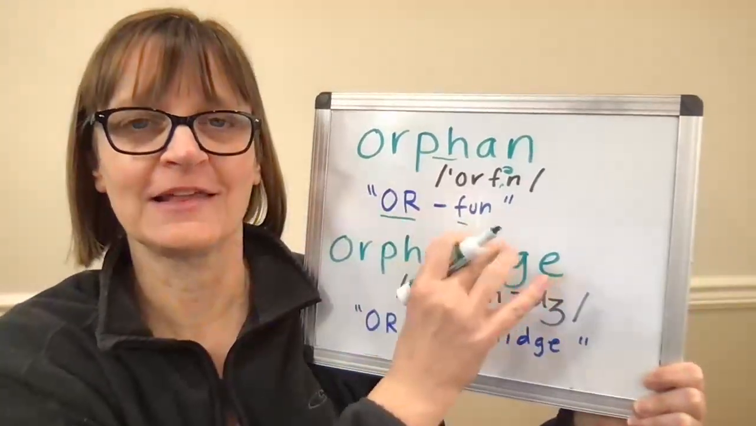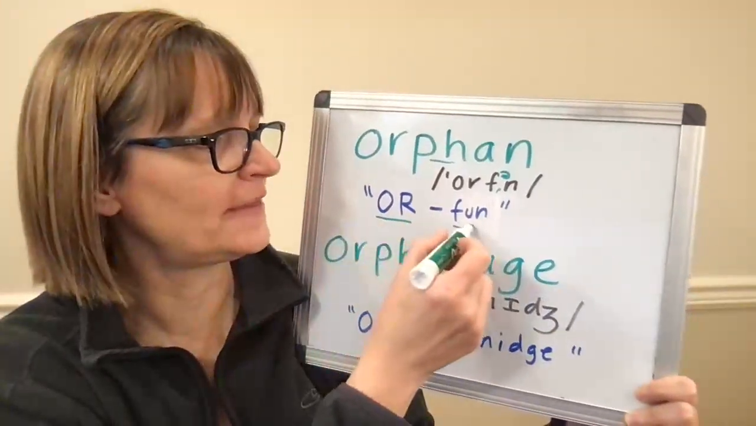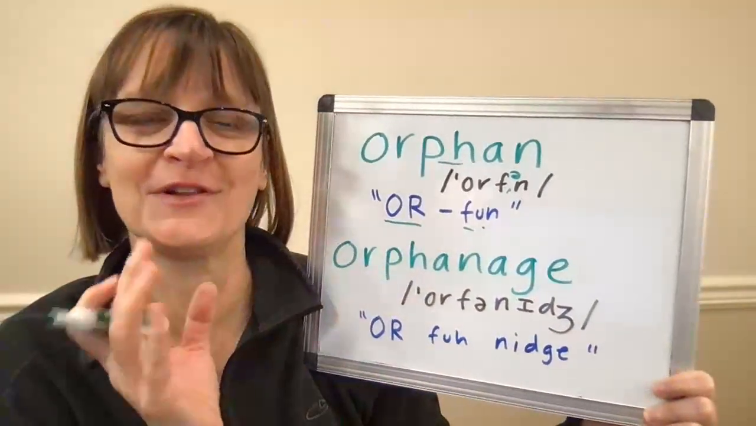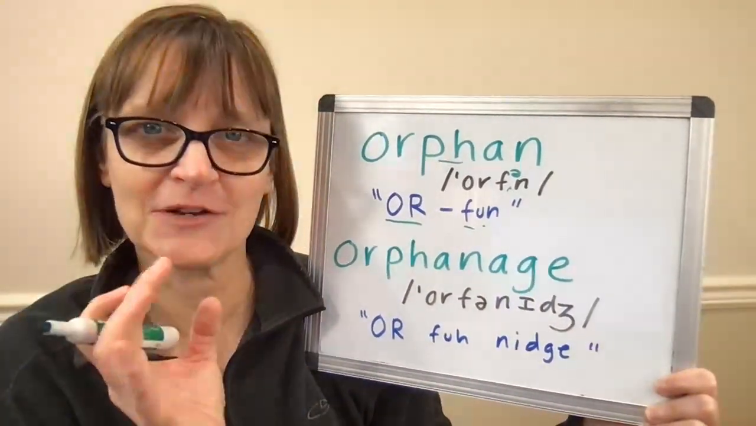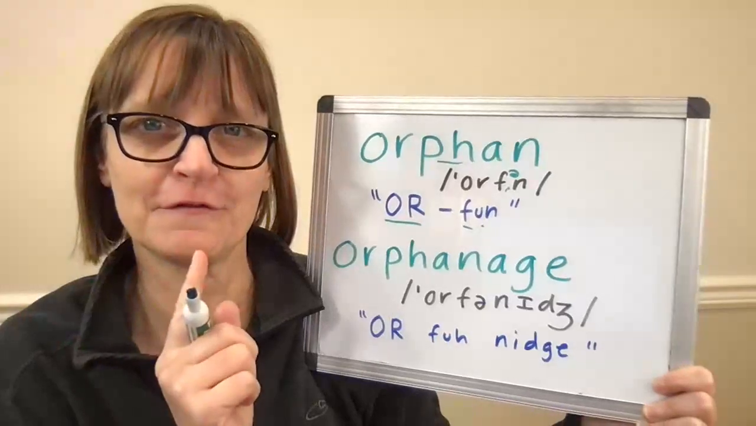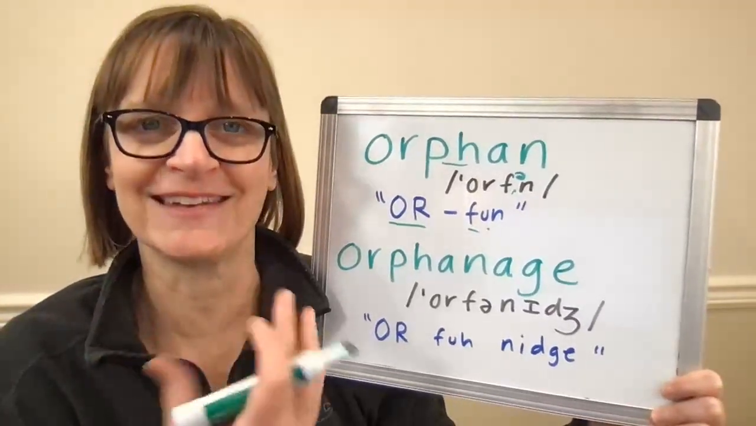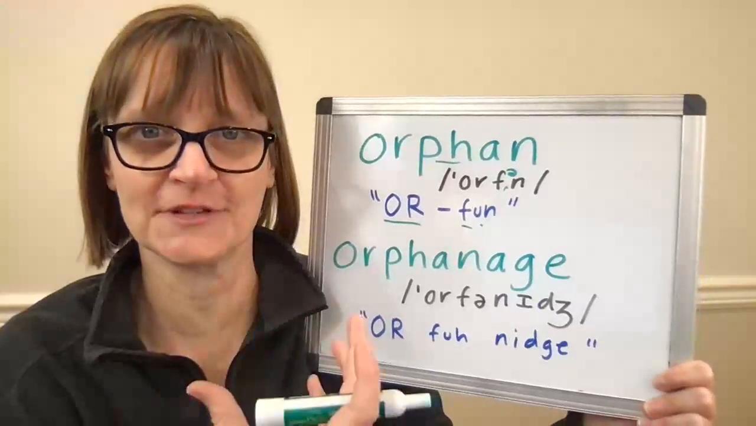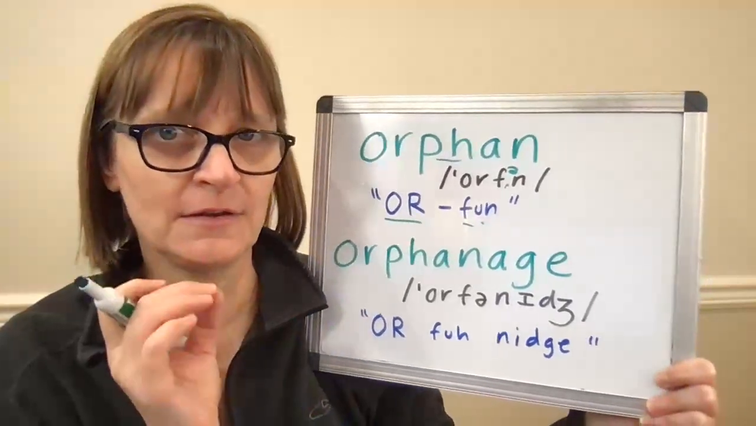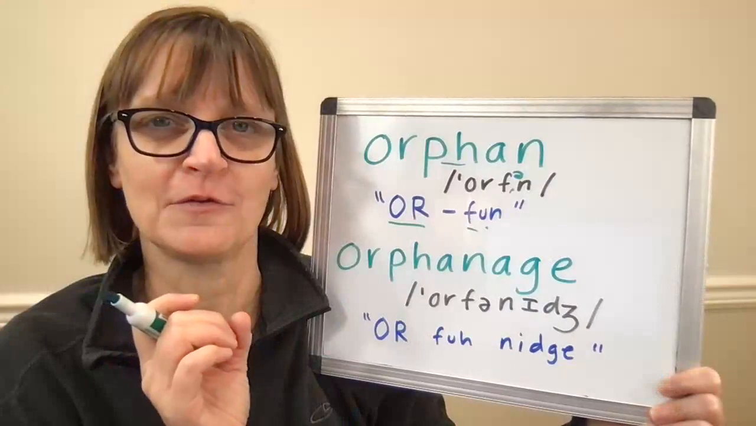All of my length and stress goes on the or, and then the fun syllable is going to be very short. I'm trying to move as quickly as possible from the F to the N sound. That's called a syllabic N. Basically, the N is the whole syllable. We just say the N sound. We don't need much vowel before it.